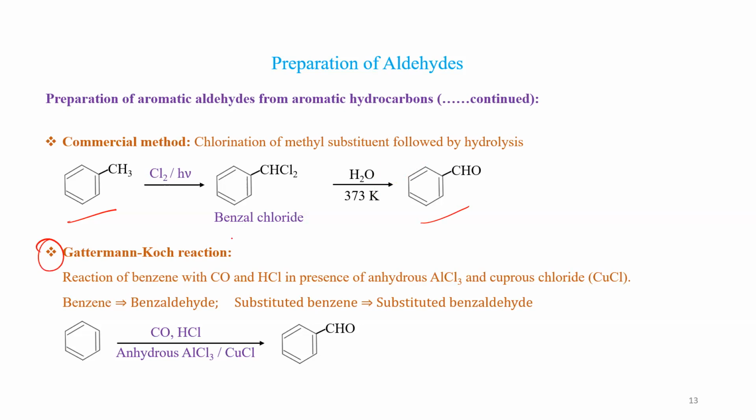Then Gattermann-Koch reaction. Benzene is reacted with carbon monoxide and HCl, and both are required, in presence of anhydrous aluminum chloride and cuprous chloride or copper(I) chloride. So we get benzaldehyde.